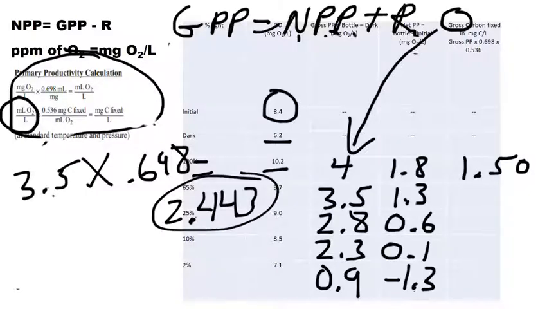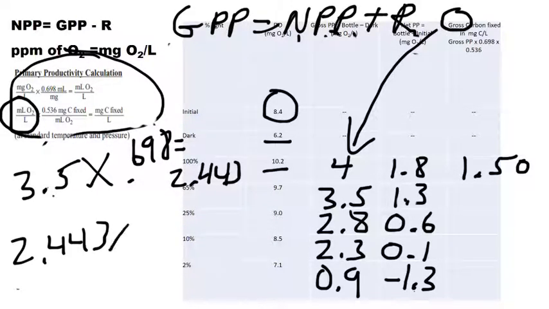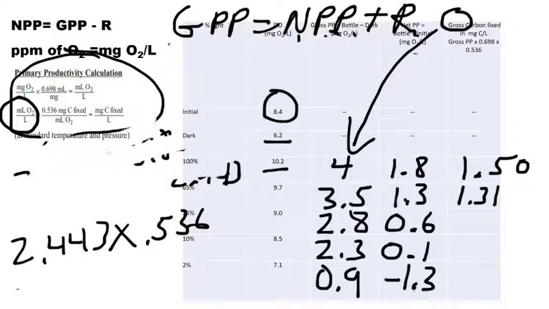We're then going to take that answer, 2.443, plug it into the bottom equation, multiply it. So again, we're going to take our 2.443, we're going to multiply that by our conversion factor of 0.536, and that's going to convert us over from milliliters of oxygen per liter of water to milligrams of carbon fixed per liter of water. And we end up with an answer here of 1.31, which we will place right here in our table. We'll continue that same pattern for the rest of our calculations.